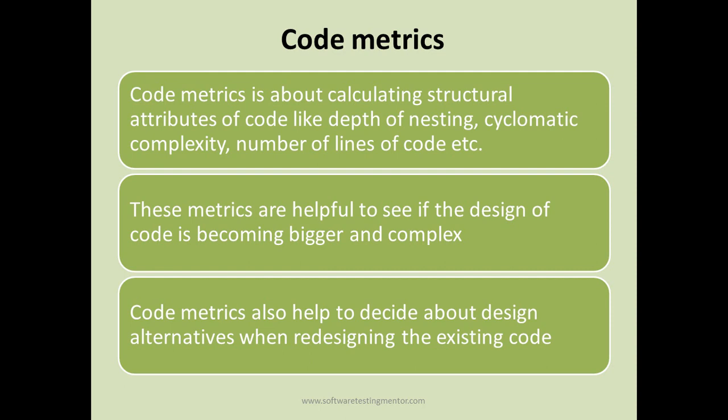The more complex the code is, the more testing it requires, and the more difficult it becomes to maintain that software or piece of code. So if you have the code metrics about different modules or the software as a whole, then you can think of different alternatives to design your code in a better way to make it simpler and more maintainable.